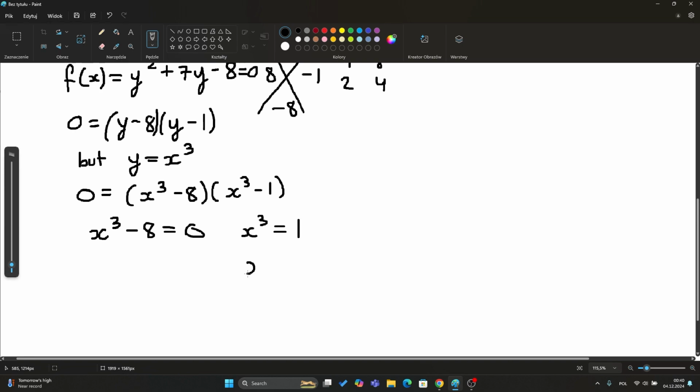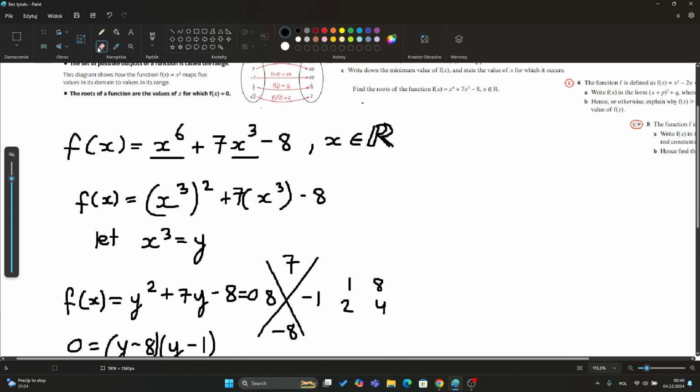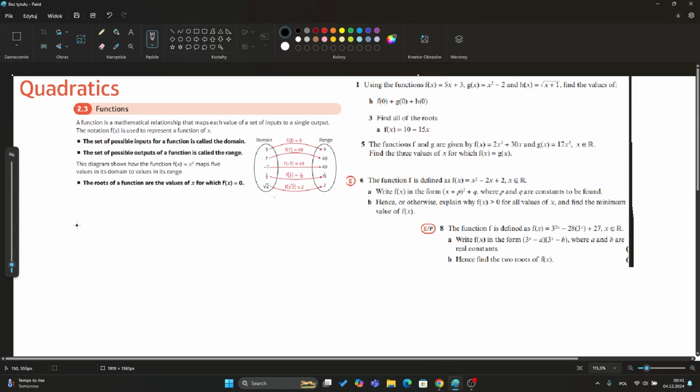So the cube root of x is 1, and the cube root of 8 is negative 2. Okay, so that's how you deal with the x to the power of 6. If you spot a pattern here, then you can change them to y and solve it easier. So now we're going to do the exercise questions.